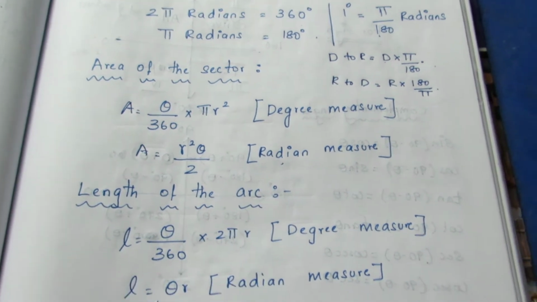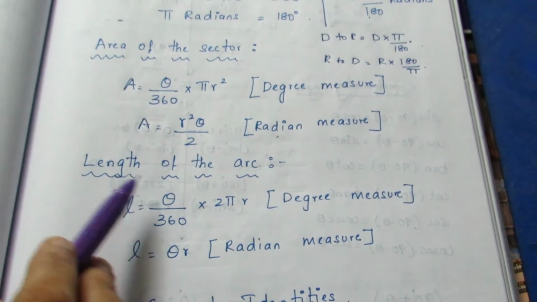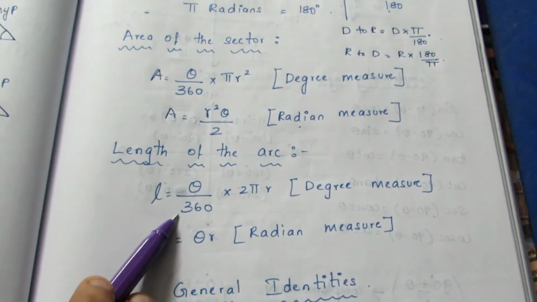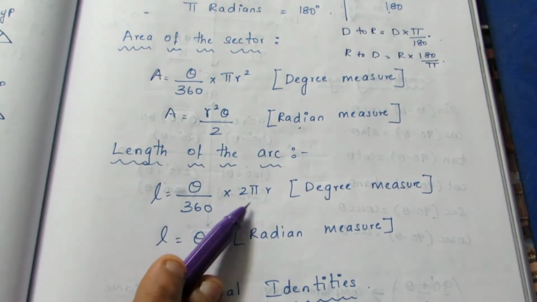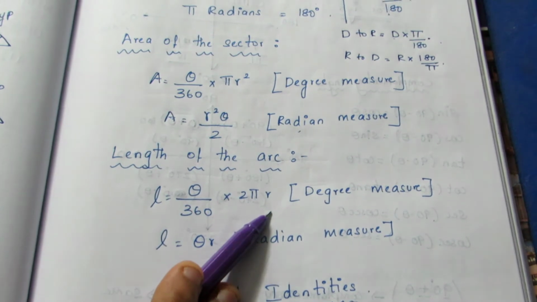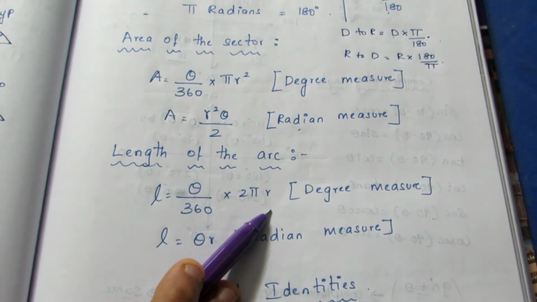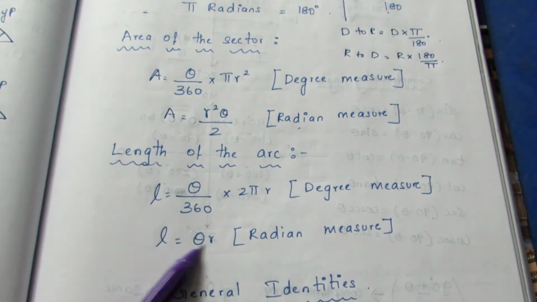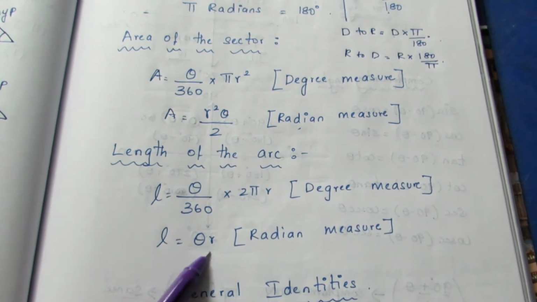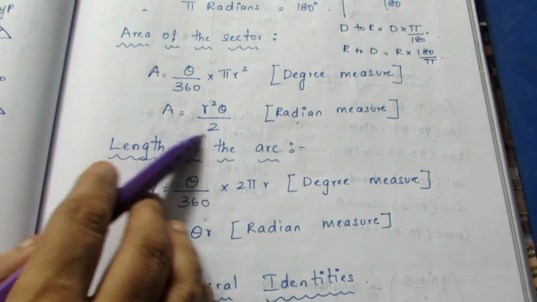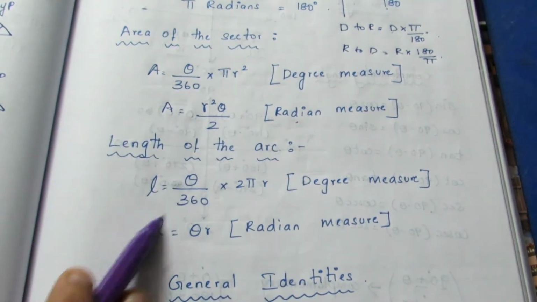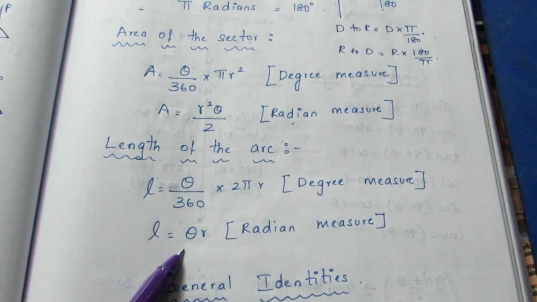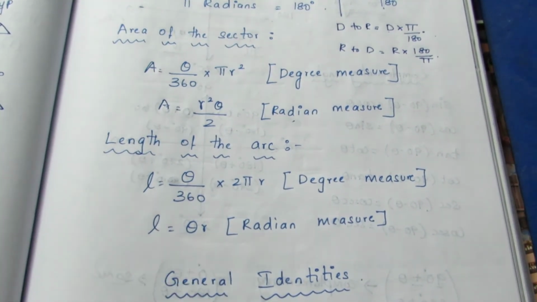Now we'll see the length of the arc. For length of the arc, this formula we know better, which we have learnt in lower classes. L is equal to theta by 360 into 2 pi r. If theta is a radian measure, then L is equal to theta r. This formula you will be using this year. Even this one for area will be used in the 11th standard. When theta is in radian measure, then L is equal to theta r.